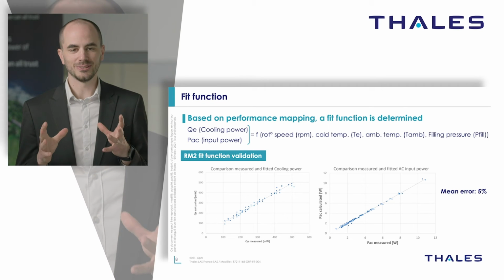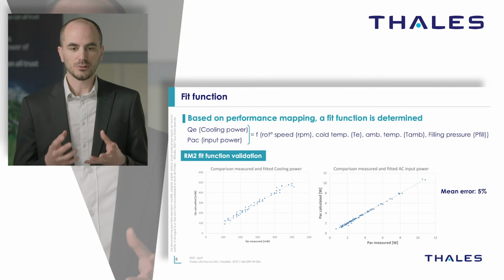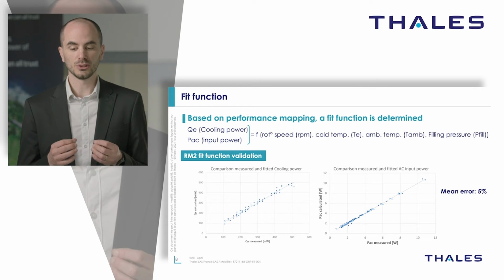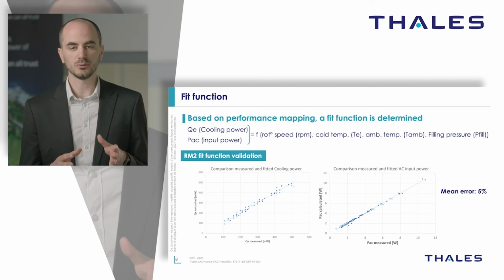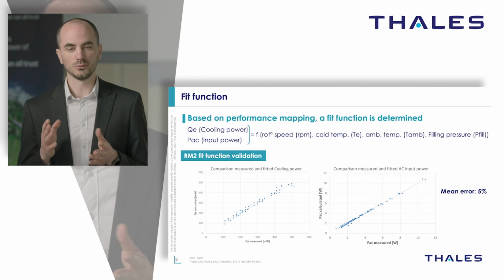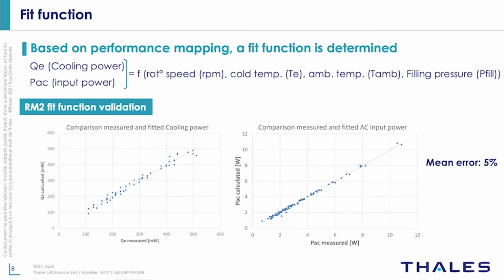Once you define this range, you can define a fit function. The goal of this fit function is to calculate the cooler performance in function of simple input data. So here we define the cooling power and the input power in function of the rotation speed, the cold temperature, the ambient temperature, and the filling pressure. That means we have few input data, and we are able to estimate the cooler performance.